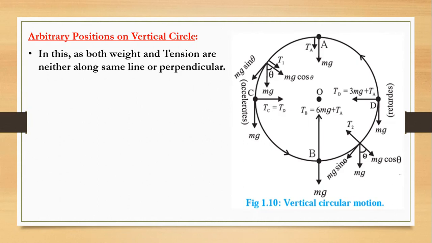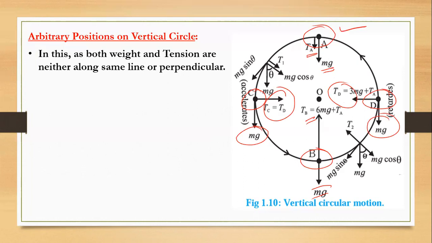In this, both weight and tension are neither along the same line nor perpendicular. Previously we learned the highest point, lowest point and the midpoints C and D. In these 4 points, if you see point A, tension and mg are along the same line. Here also tension and weight are along the same line. Here tension and weight are perpendicular for the mid positions.